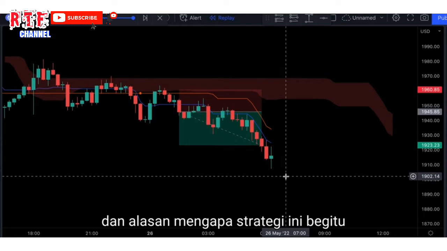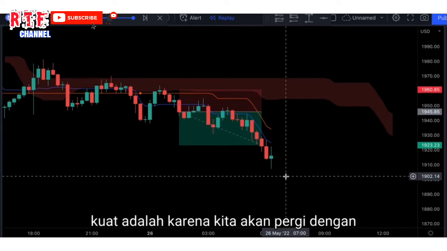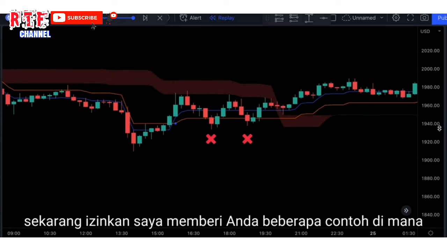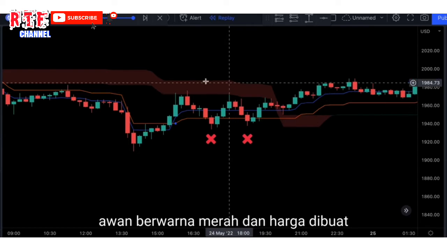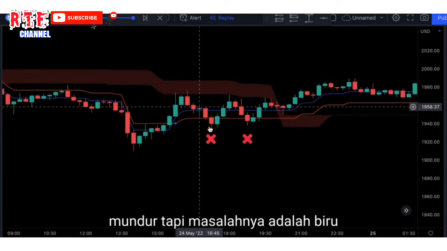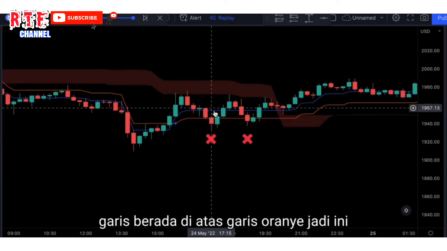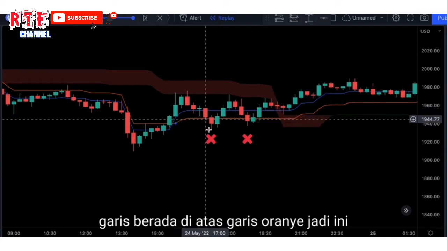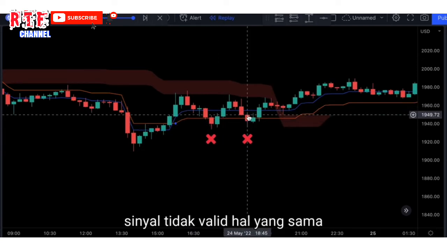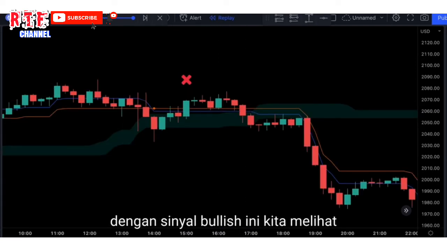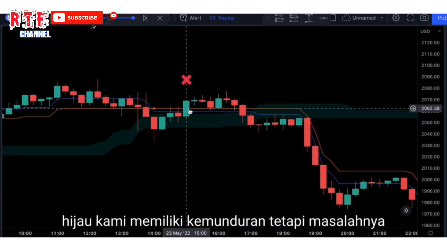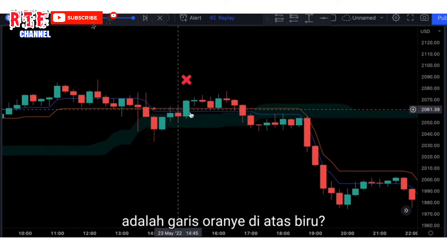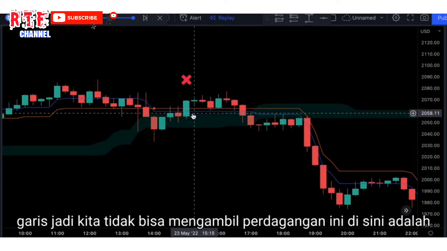And the reason this strategy is so powerful is because we go in with the trend, we're not catching the reversals. Now let me give you some examples where you wouldn't have entered the trade. So here we see the price is below the cloud, the cloud is red, and the price made a pullback. But the problem is the blue line is above the orange line, so these signals are not valid. The same thing with this bullish signal. We see the price is above the cloud, the cloud is green, we had a pullback, but the problem is the orange line is above the blue line, so we can't take this trade.